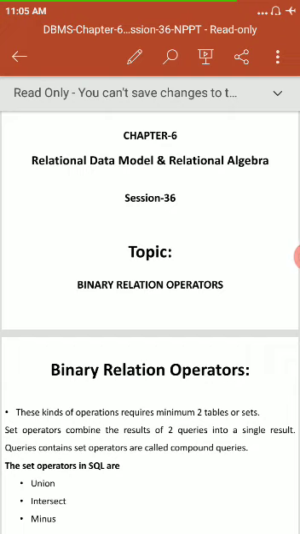In this session, I will explain binary relation operators or operations. In the previous session I explained unary relational operations. There I explained the select operation and the project operation.